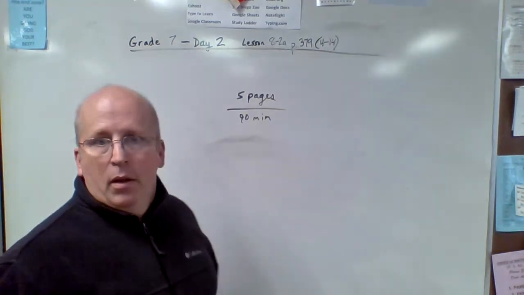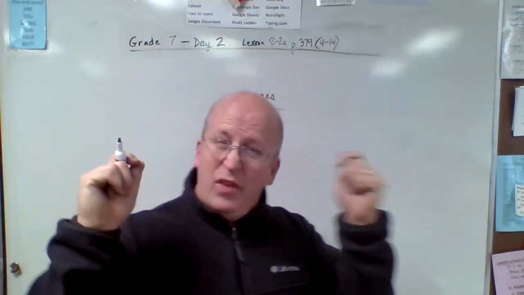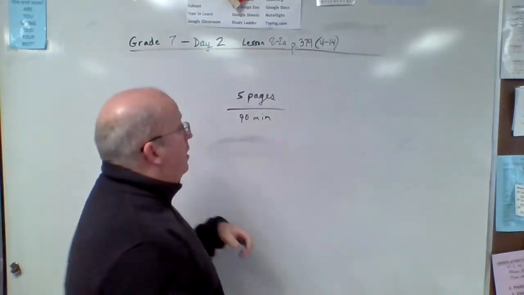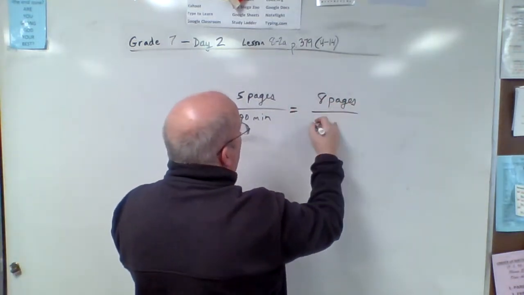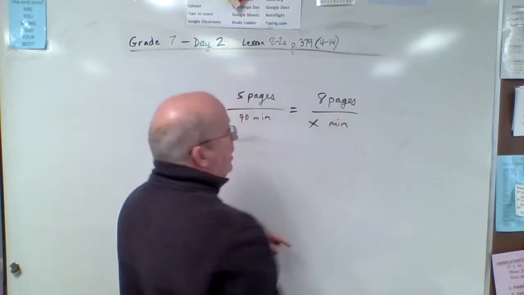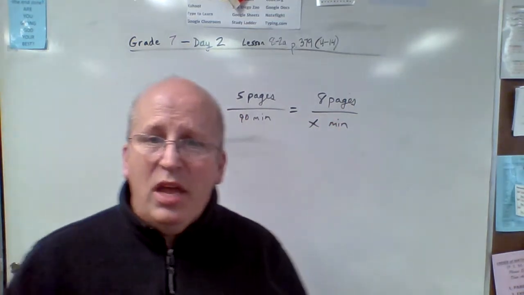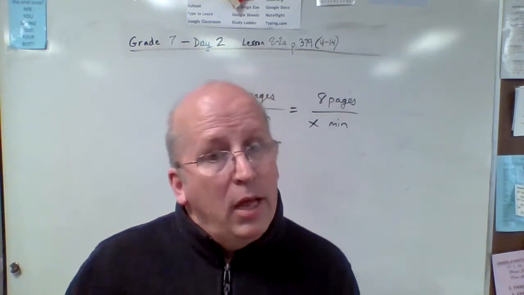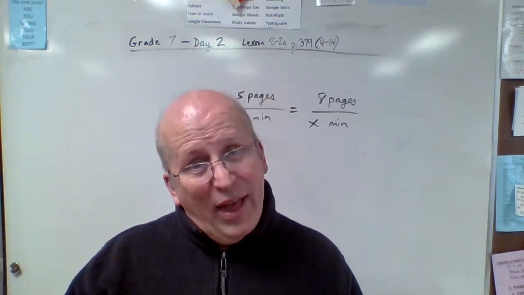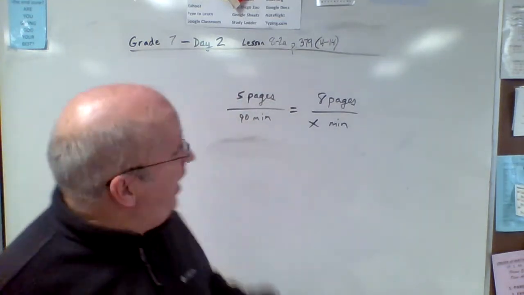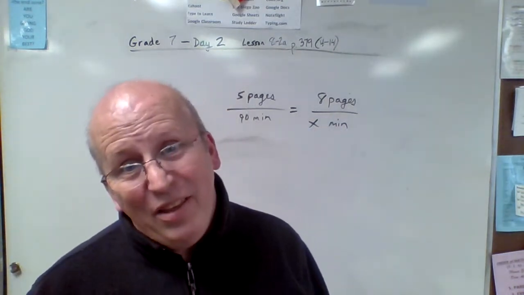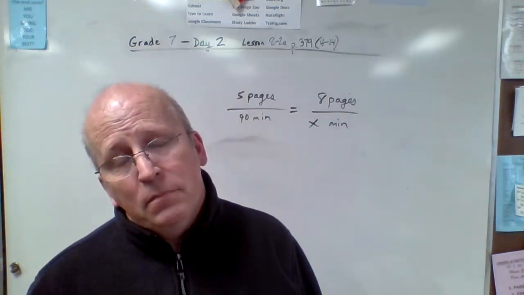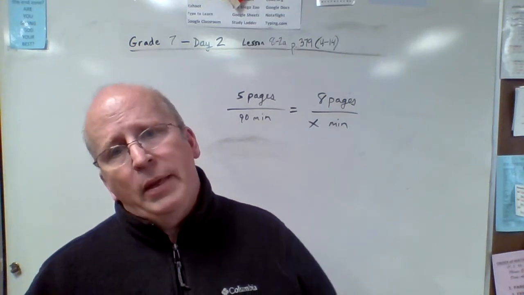Guess what? Proportion time. Okay? If he can do 5 pages in 90 minutes, we need to solve for 8 pages. How many minutes is it going to take him to do 8 pages? Now, after you solve that, you still need to take that amount of minutes and figure out what time of day he's finishing. What do I mean by that?